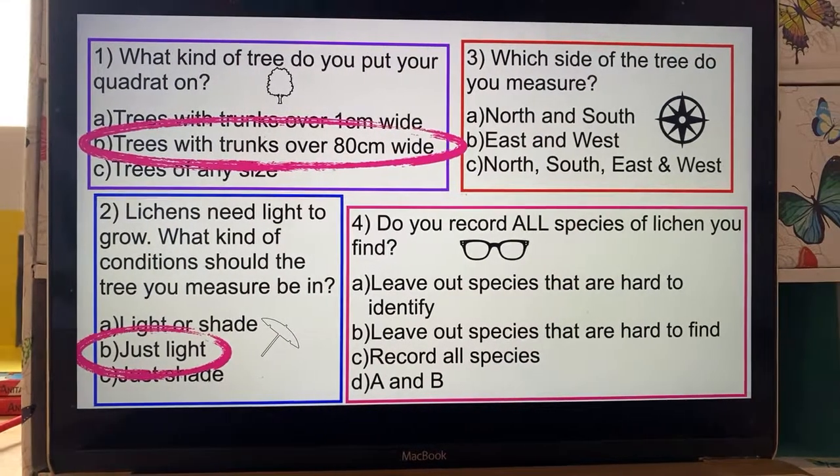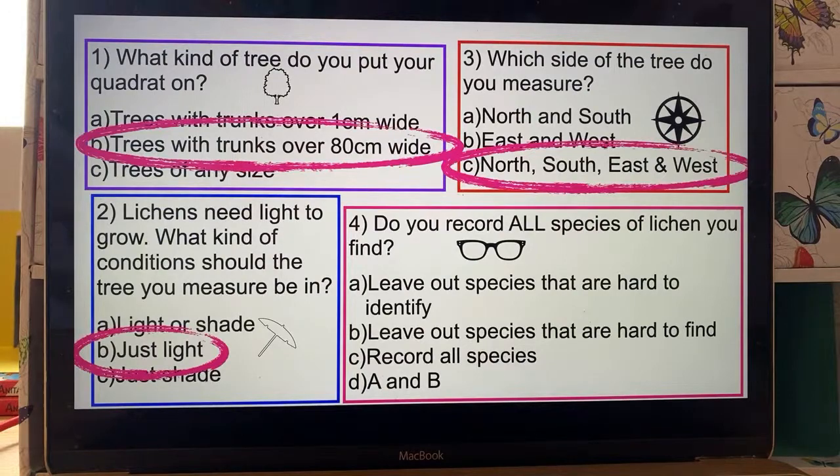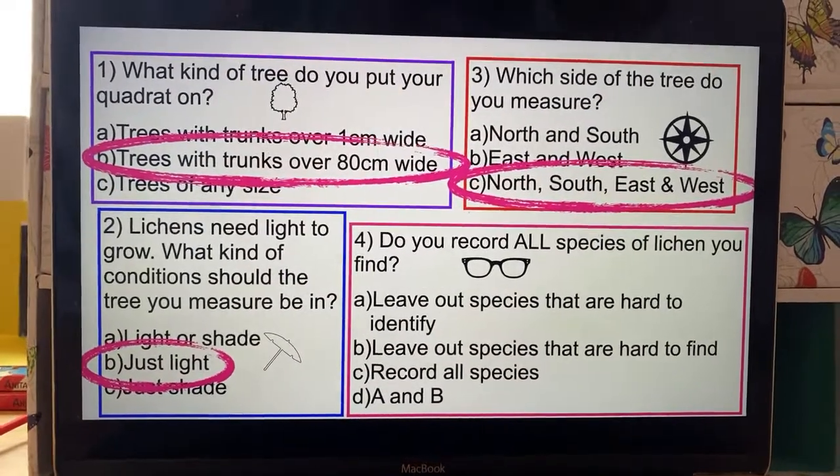Which side of the tree do you measure? The answer is all sides of the tree. God, I'm telling you, I think a lot of all scientists' work is just incredibly tedious, isn't it? You've got to measure every side of the tree because you might be in an area where there's a really icy wind blowing in from the north, or where it's always very, very bright in the east. So again, you've got to make sure that you've got lots of results so that the reason why there's a lot of lichen or not much lichen speaks of air quality.